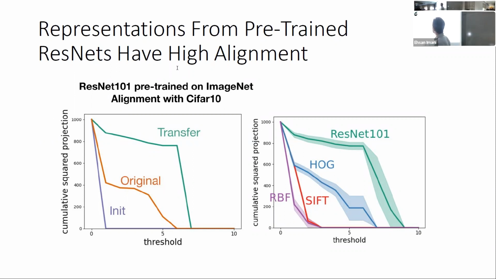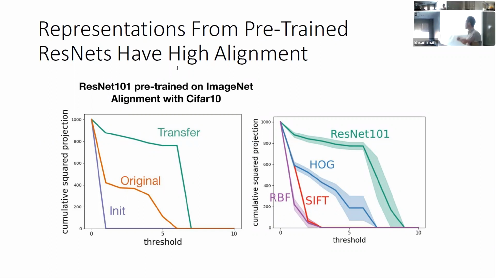We have a ResNet with 101 layers that's pre-trained on ImageNet, and we extract representations on that to do binary classification between two classes of CIFAR-10. So this is probably the most common example of feature transfer in vision, at least.